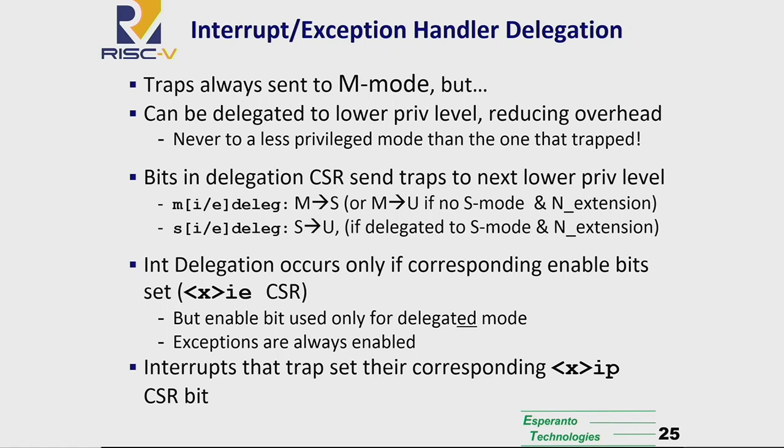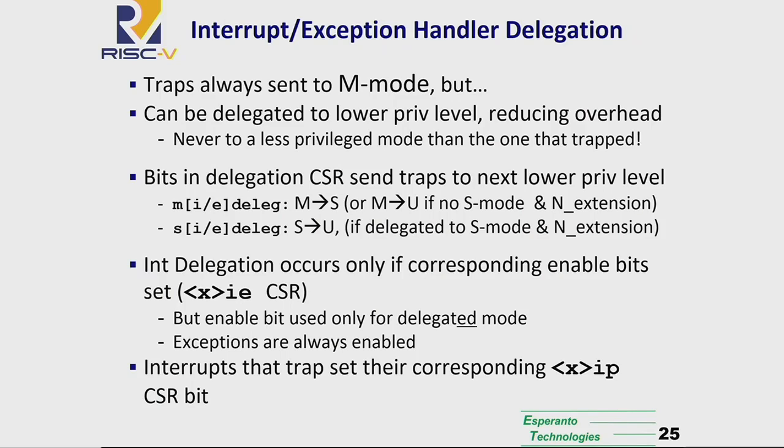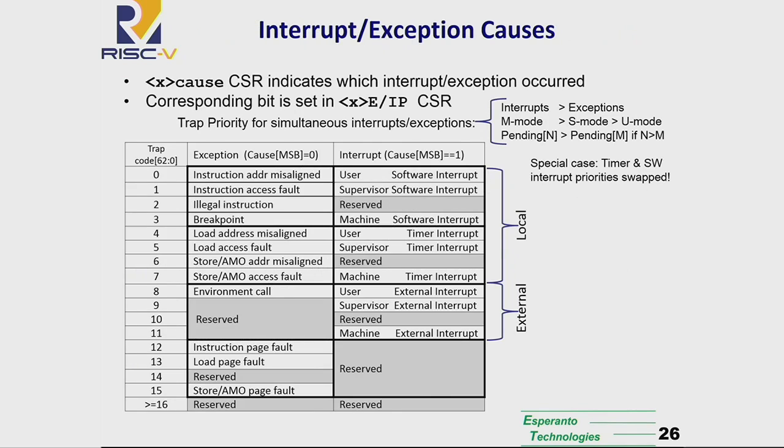And after you trap, you set the corresponding interrupt pending bit. So interrupts that trap set their corresponding interrupt pending bit, and that's what's used. Only the one that gets delegated to gets set. So you can set them even before you take the interrupt.